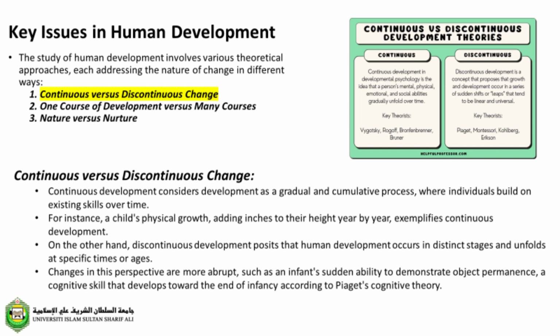Continuous versus discontinuous change. Continuous development considers development as a gradual and cumulative process, where individuals build on existing skills over time. For instance, a child's physical growth, adding inches to their height year by year, exemplifies continuous development. On the other hand, discontinuous development posits that human development occurs in distinct stages and unfolds at specific times or ages. Changes in this perspective are more abrupt, such as an infant's sudden ability to demonstrate object permanence, a cognitive skill that develops toward the end of infancy according to Piaget's cognitive theory.